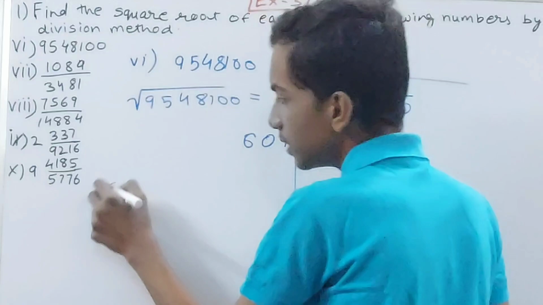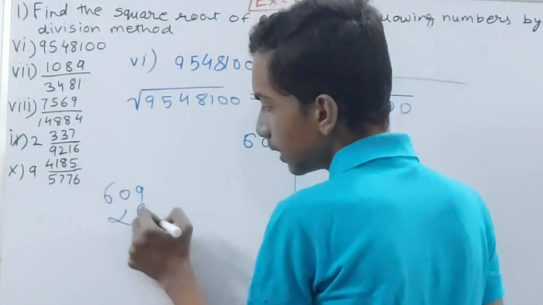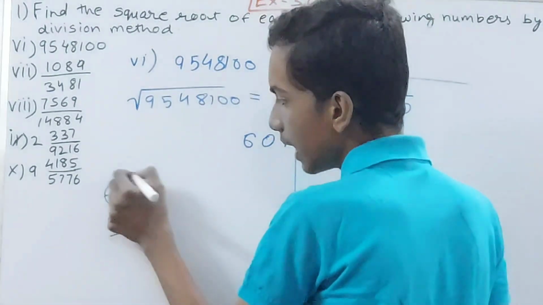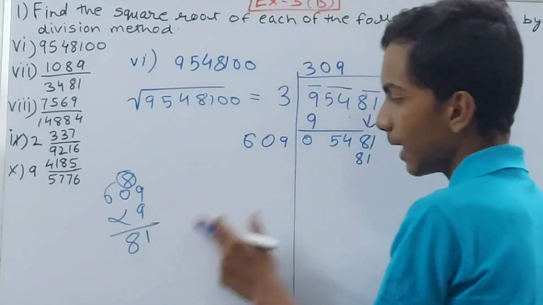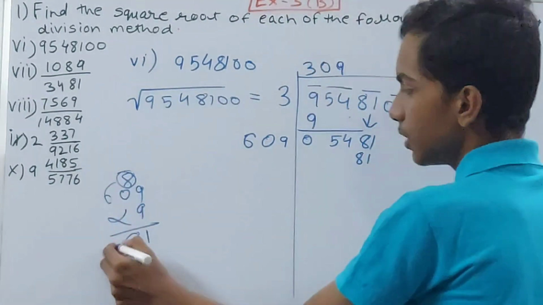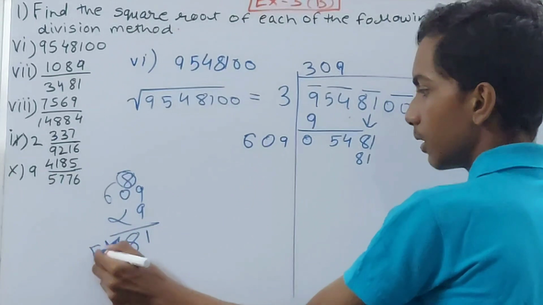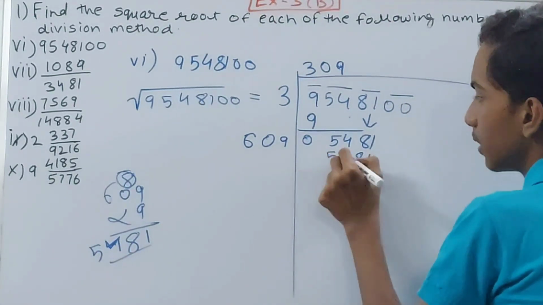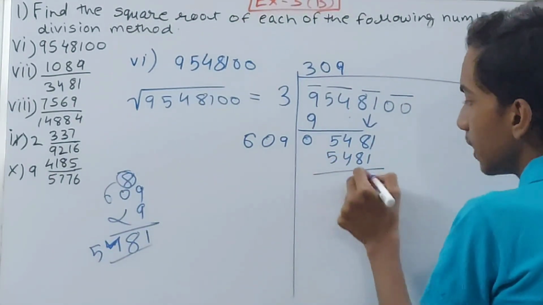Right, and what will this be? See, 609 and 9 here. 9 into 9, 1, 8 carried over, 81 here. That is why I have written 81 directly. And 9 into 6 is your 54. Right, so 54 here. Subtract, you get 0.